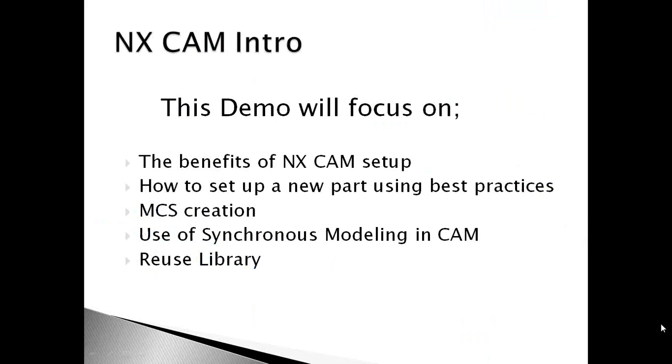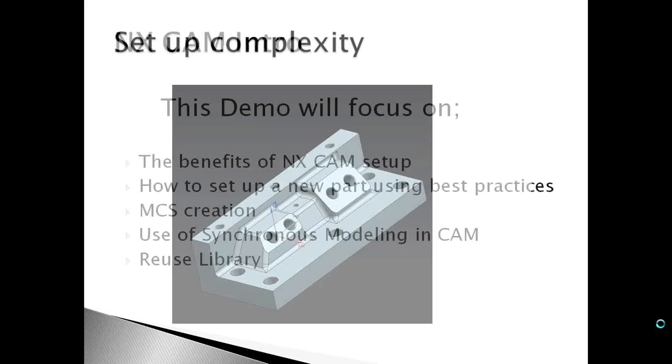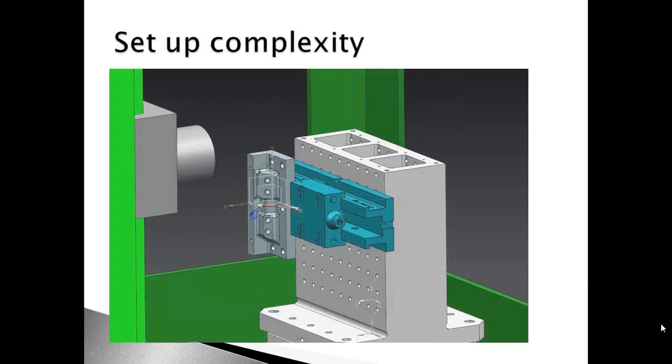In this demo, we'll focus on the file structure of CAM setup and the associated benefits, setting up various coordinate systems, or MCS, as necessary, and the use of synchronous modeling and the reuse library. Setups can be as simple or complex as the programmer desires. NX offers the flexibility and control necessary to compete in today's global manufacturing environment. The small job shop doing one-offs will benefit just as much as large corporations setting up production runs from the workflow practices offered by NX. So let's go.